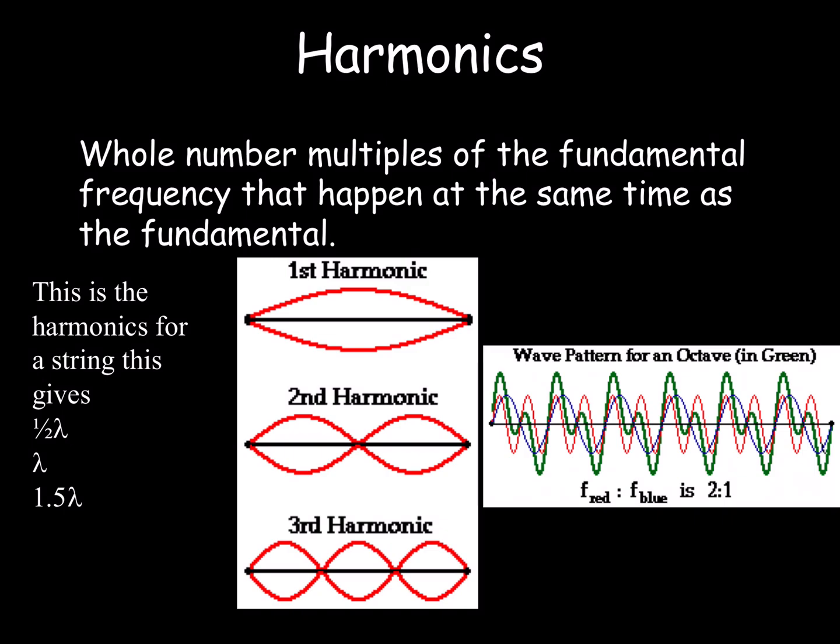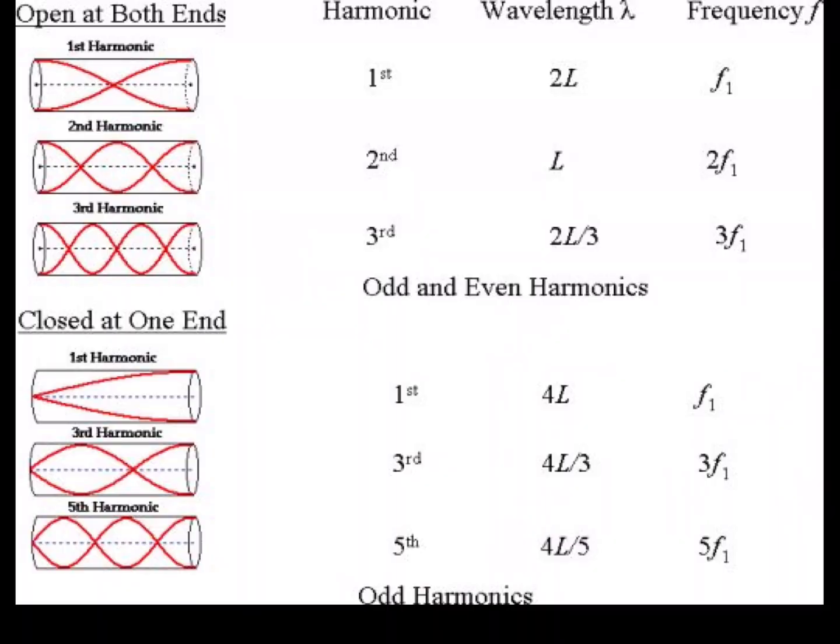It sounds a bit like automatic double tracking, if anybody ever plays the Korg guitar pedal. But very interesting sound, and it's made by combining harmonics. In fact, all musical instruments sound like they do because of harmonics. Now, let's take instruments like woodwind instruments, organs, things like that, where you have tubes involved. If both ends are open, then every time you go up a harmonic, you add another node.